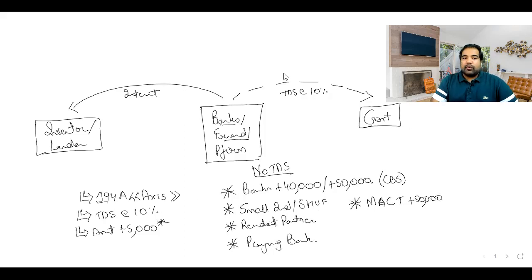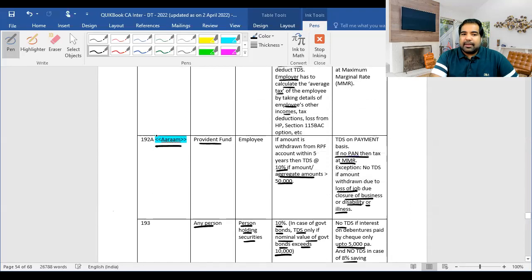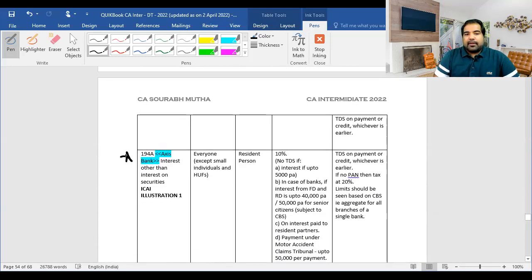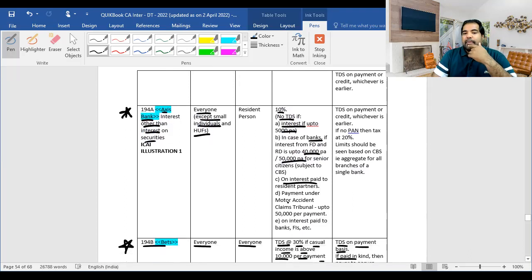This is section 194A. Guys, 194A, again, the same constant rate is 10%. It applies to interest other than interest on securities, for everyone except small individual and small HUF. 10%, no TDS if interest is up to 5,000, that we know. In case of banks, 40,000 and 50,000. On interest paid to resident partners, no TDS, and on payment under the Motor Accident Claims Tribunal up to 50,000, no TDS. And no TDS when you are making a payment to the bank. TDS is on payment or credit, whichever is earlier, at 10%, and the limit should be based on CBS. CBS basically means every bank knows its branches, so hence not per branch. This 40,000-50,000 limit is per bank, not per branch. That is 194A.